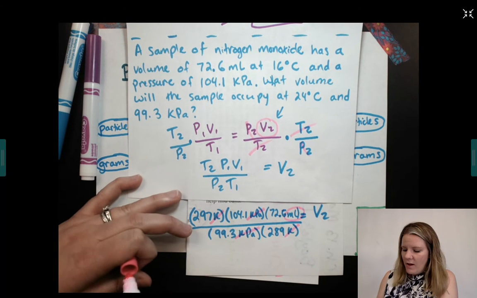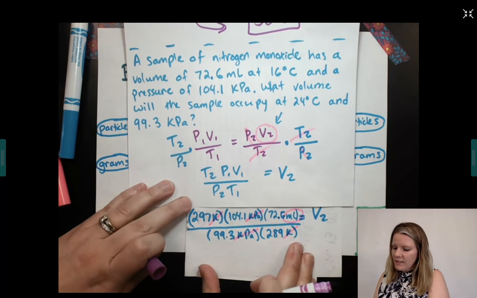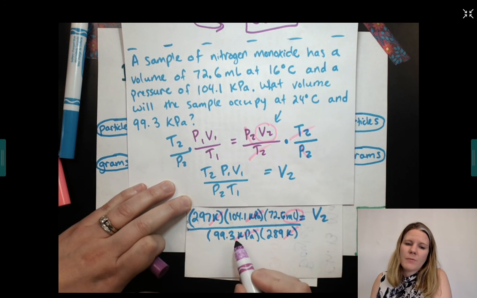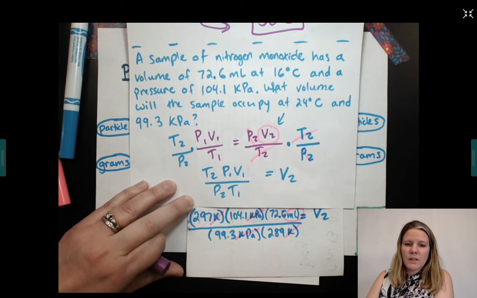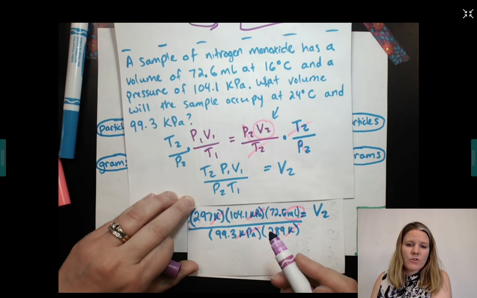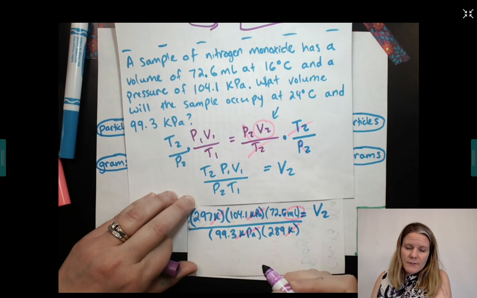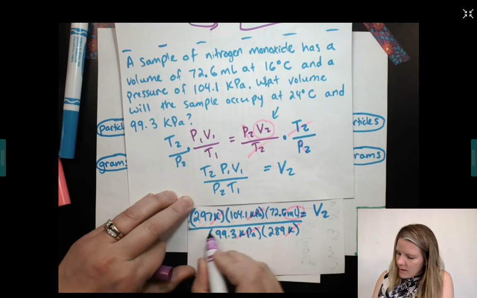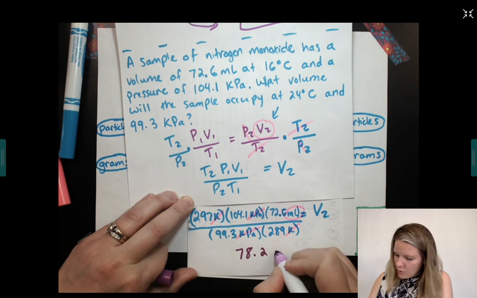Plug all these numbers into your calculator: 297 times 104.1 times 72.6 divided by 99.3 divided by 289. Be very careful with the way you plug this into your calculator. Do not skip this step during this lecture; actually try it out yourself, because if you have any calculator trouble, you need to fix that now before you get to a quiz or test. As I plug that all into my calculator, you should get 78.2 milliliters for your final volume.